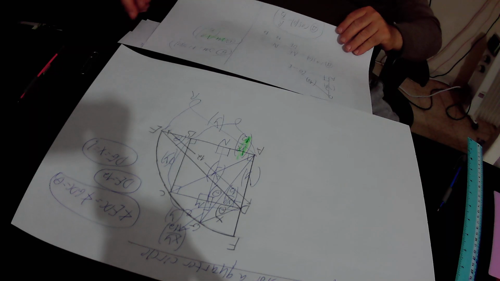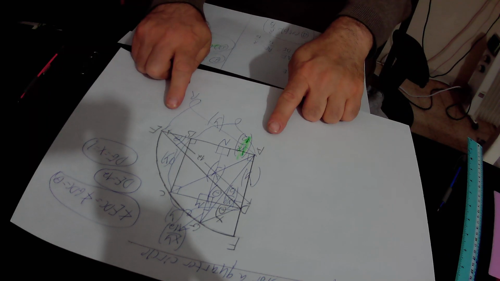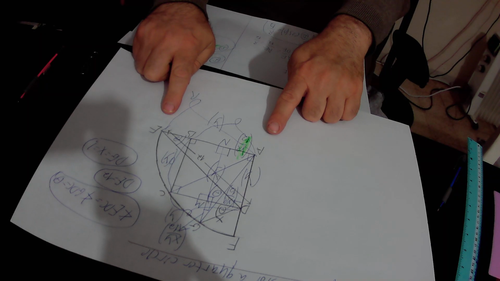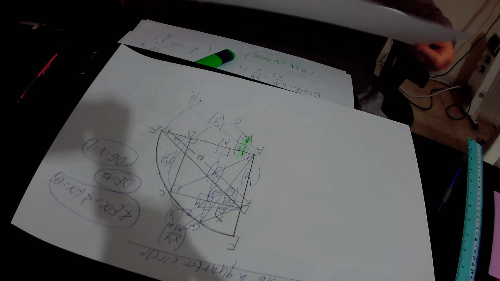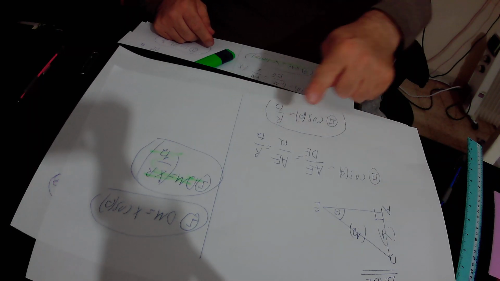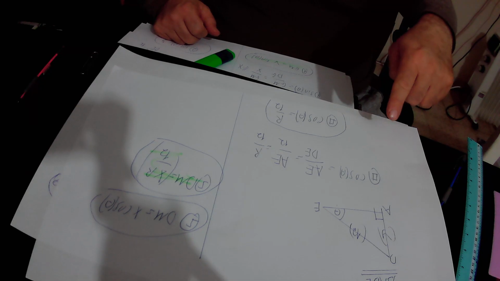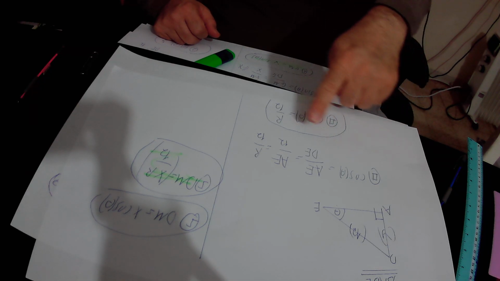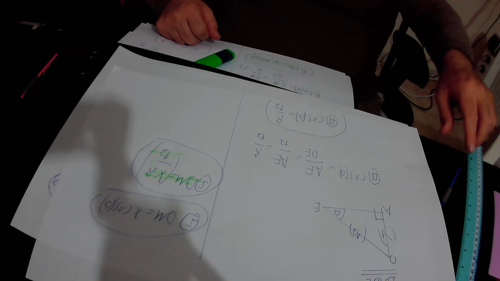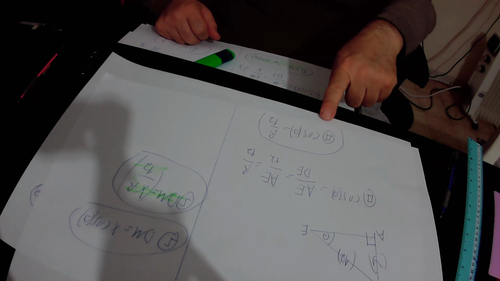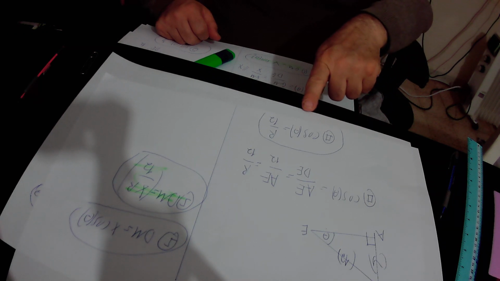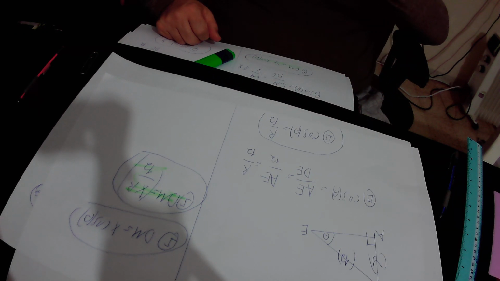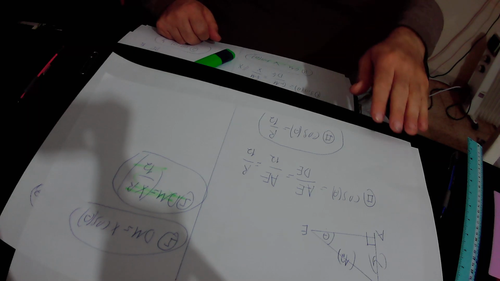Line segment AE starts from the center of the circle and ends at point E on the circle itself. Therefore, AE is the radius of the circle, equal to R according to our definition. So AE equals R and DE equals 12. In conclusion, cosine theta equals R over 12. This is according to equation 2.